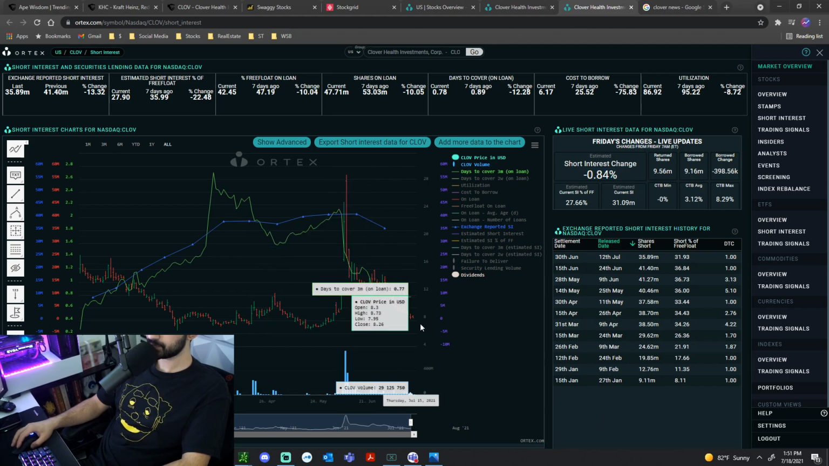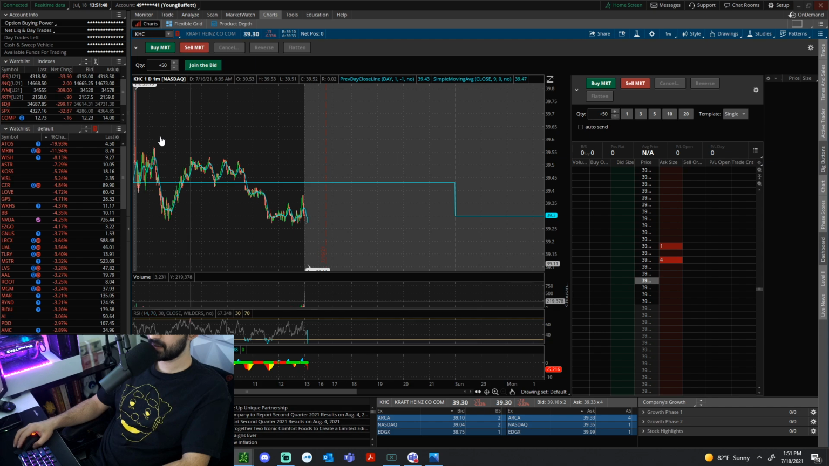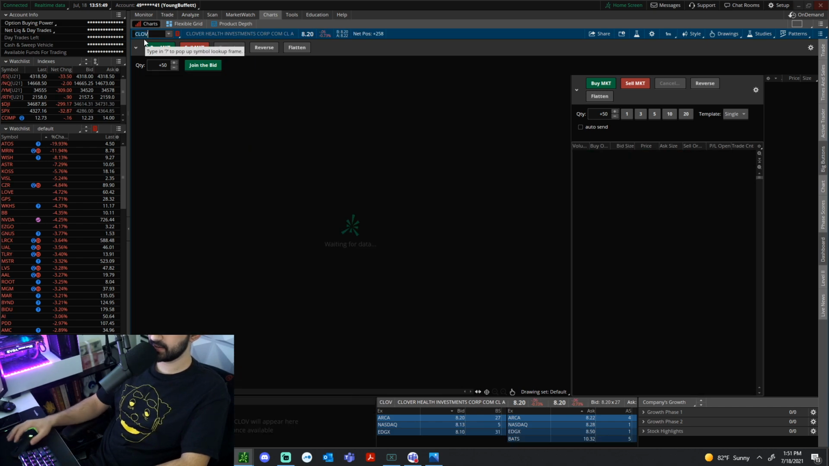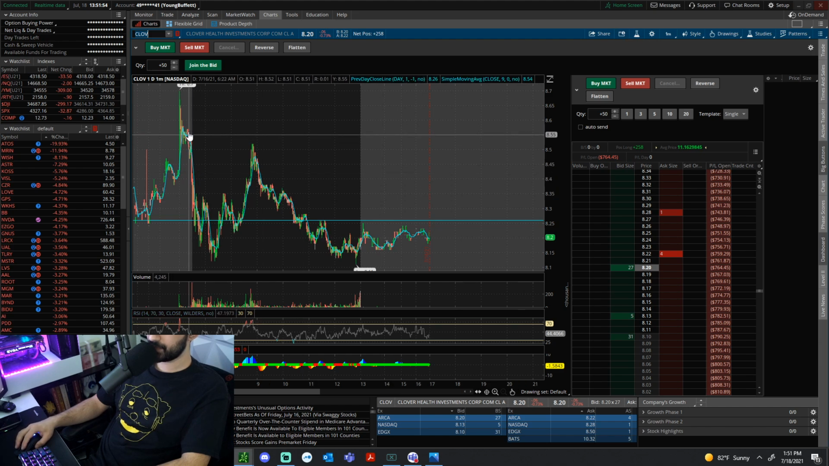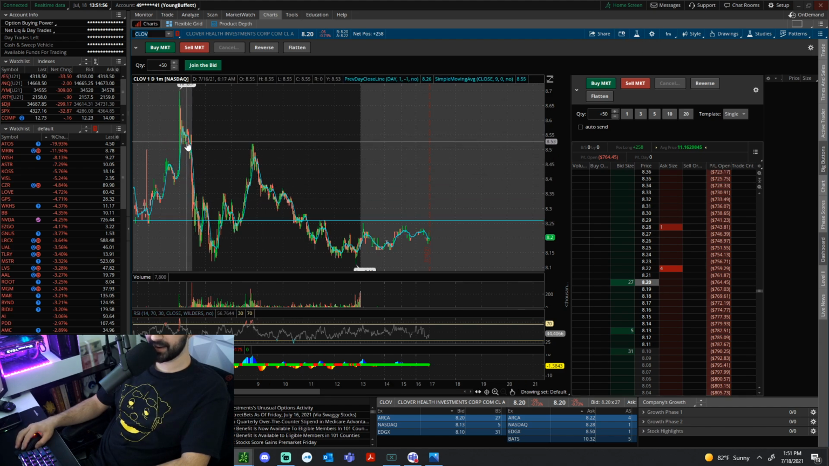Potential bottom, I believe. If we want to hop over to the stock and take a look at what that's looking like, CLOV opened up green and then just did what it always seems to do. Dies off right in the beginning and then kind of just does its thing. It did have a little spike on Friday and kind of just leveled out and then ended up in the red, as always.